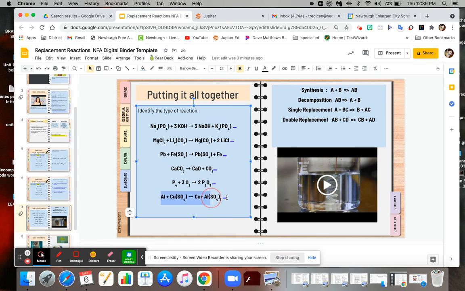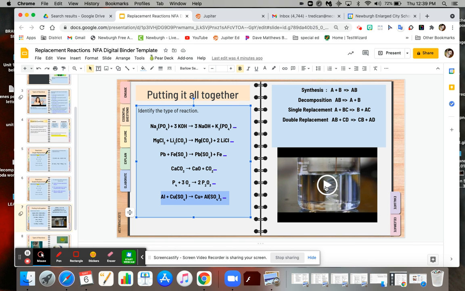Last, aluminum by itself, it's an element. Copper sulfate, a compound. Making copper an element and aluminum sulfate a compound. We should be thinking single replacement. Let's look for the replacement. Aluminum is by itself. Copper's with the sulfate to begin. Then copper's by itself, and aluminum is now with the sulfate. So the aluminum replaced the copper. So it is a single replacement.